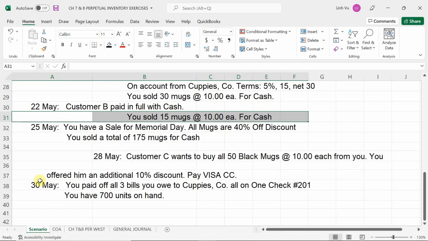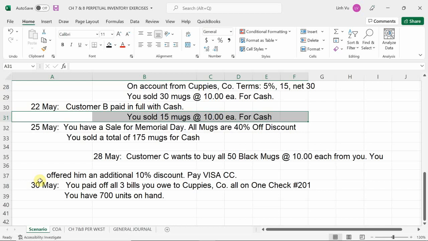May 25th rolls around, okay, and on May 25th, we had a Memorial Day sale, okay, where all mugs are 40% off discount, okay? And of course, that very day, you end up selling a grand total of 175 mugs for cash, okay? So in this case, let's take a look, all right? We end up selling a total of 175 mugs for cash. It was a Memorial Day sale.